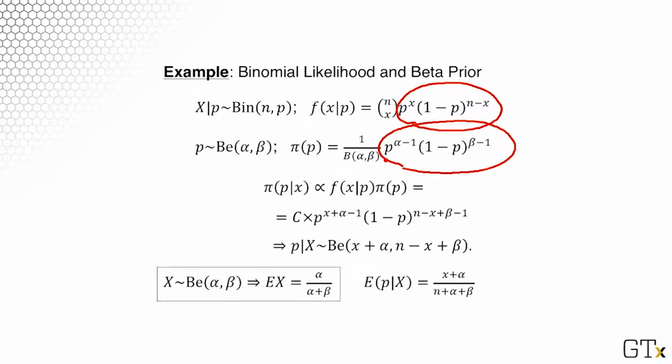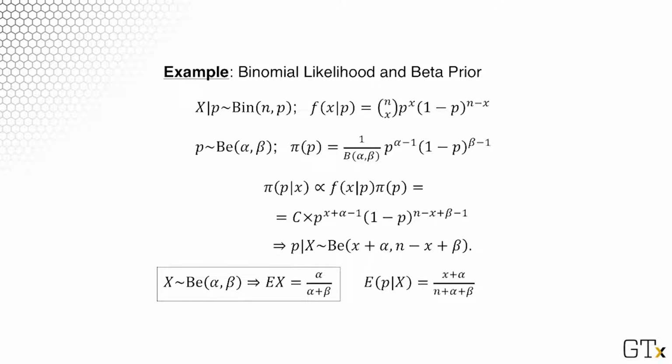The difference is only in these exponents. So when you find the product of the likelihood and prior, p gets exponent x plus alpha minus 1 from these two, and 1 minus p gets exponent n minus x plus beta minus 1 from these two. And you conclude that this must be a beta distribution because it has this kernel, p to the something times 1 minus p to the something else. If you look closely at the exponents, you conclude that this is a beta distribution with parameter x plus alpha, and the second parameter is n minus x plus beta.